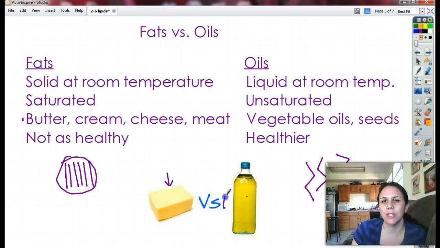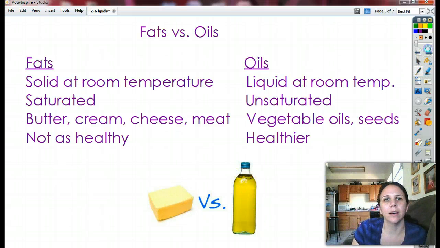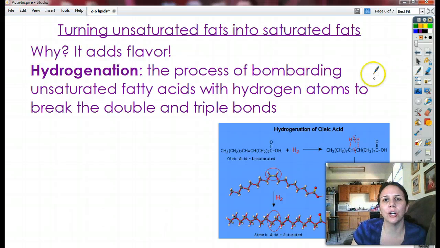So it doesn't mean you should down this whole entire jug of it, but if I were to choose, I should probably cook my chicken in oil as opposed to butter. Alright, how do I turn fats that are unsaturated like this into saturated? Why do we do that? If it's not as healthy for you, why do we do that to our food?